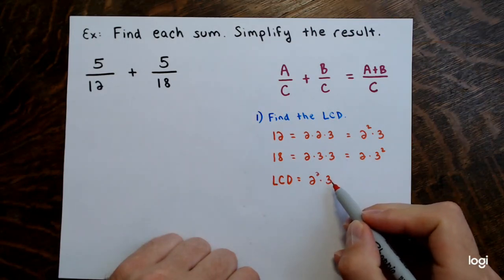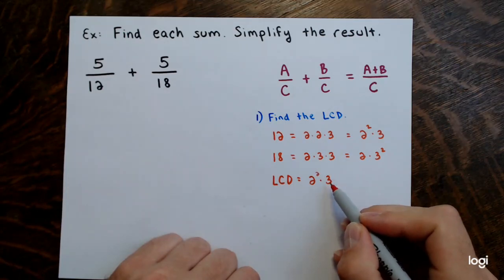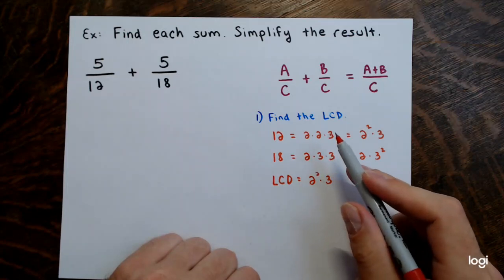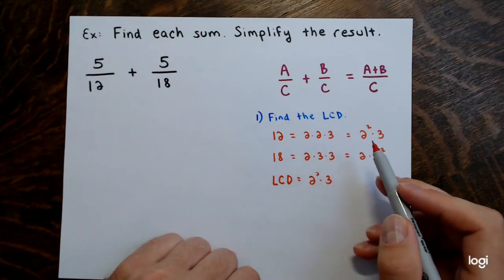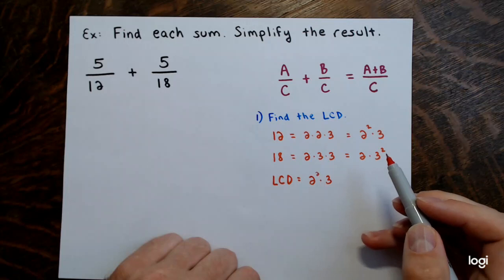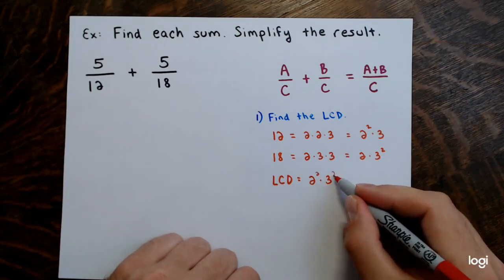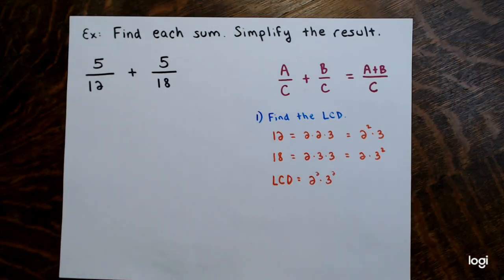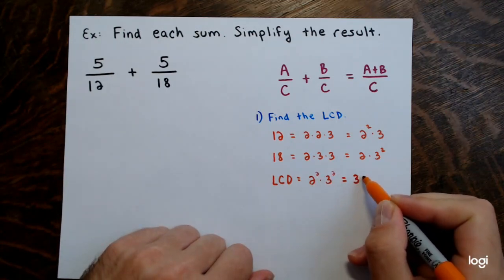Same thing for 3. What's the exponent on 3 in the LCD's factorization? It's the greatest number of times 3 shows up in any of the factorizations of the denominator. So in 12, 3 shows up once as a factor, 3 to the first. In 18, 3 shows up twice, 3 to the second. And the largest of these powers here, 2 and 1, is 2. All right, so the least common denominator is 2 squared times 3 squared. And that'd be 4 times 9, or 36. Okay.